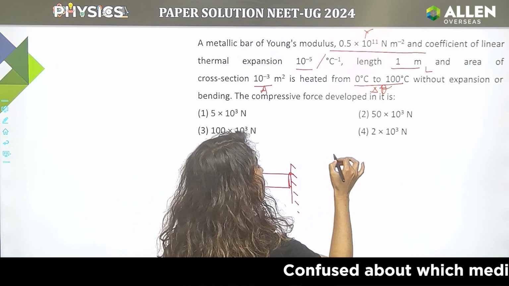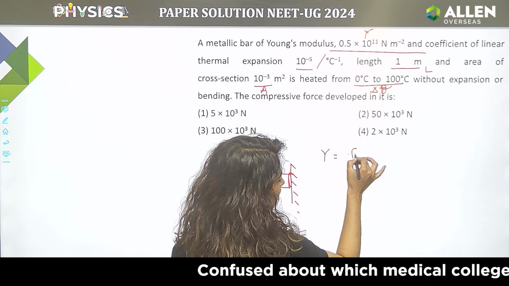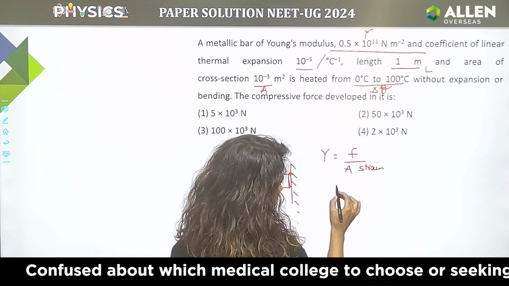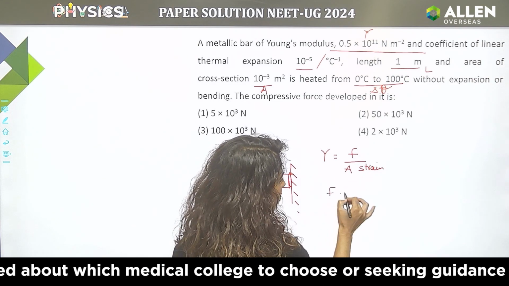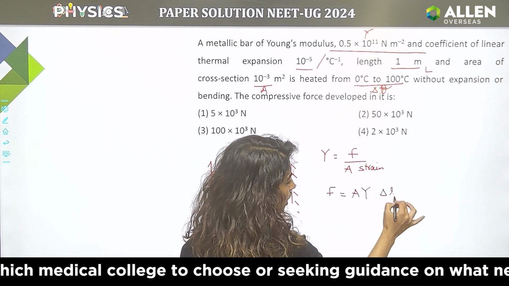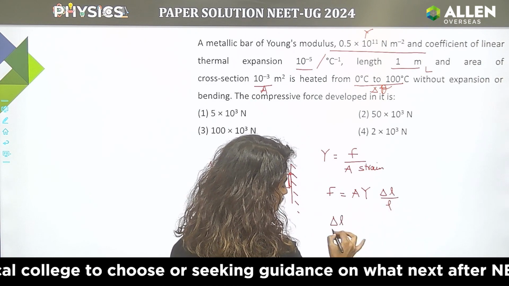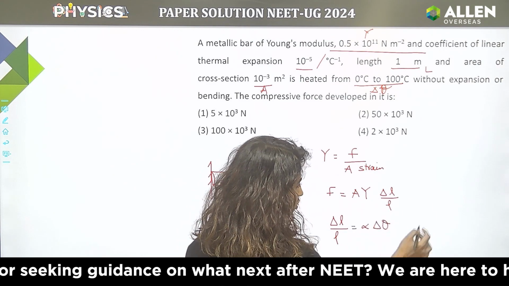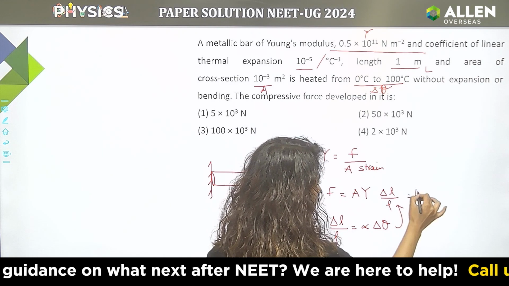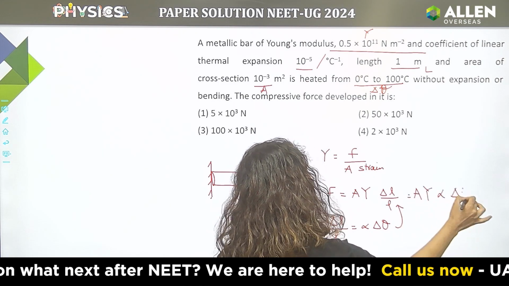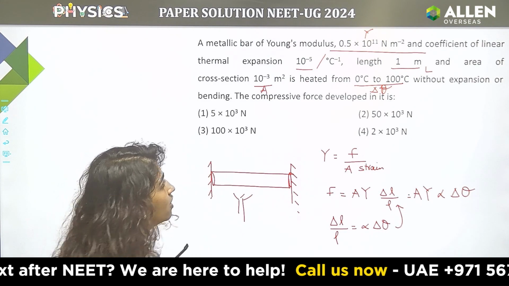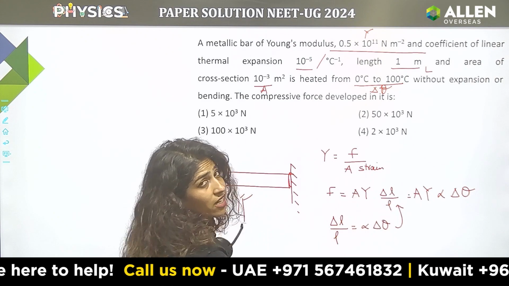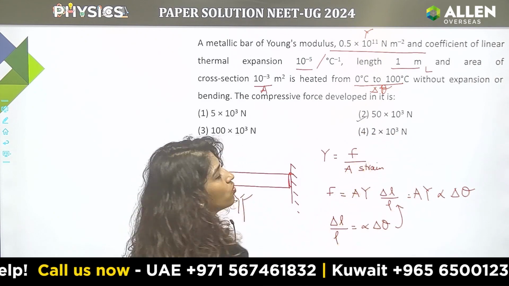Now I can write Young's modulus is F upon A into strain. So F becomes AY delta L upon L. Now delta L upon L from linear thermal expansion is alpha delta theta. So if I substitute this formula here, I'll get A Y alpha delta theta. All the values are directly given to us. Just substitute the values and get the answer. You will get the answer as 50 into 10 raised to 3 Newton.